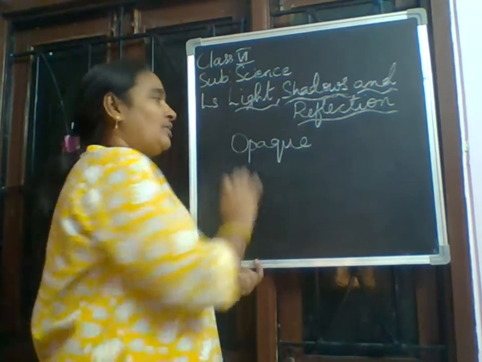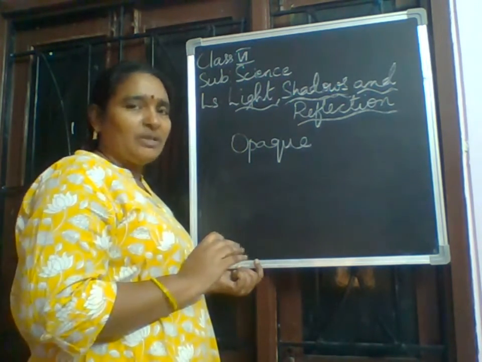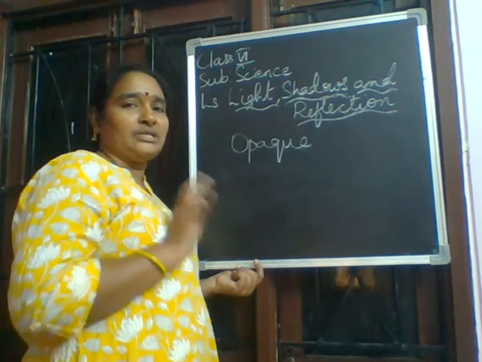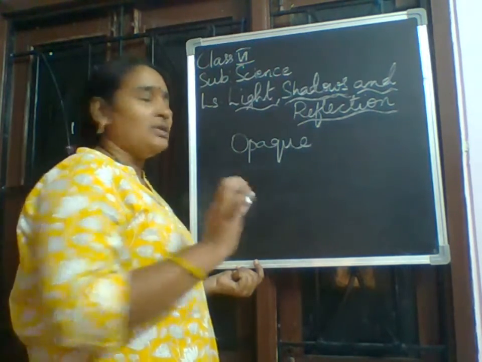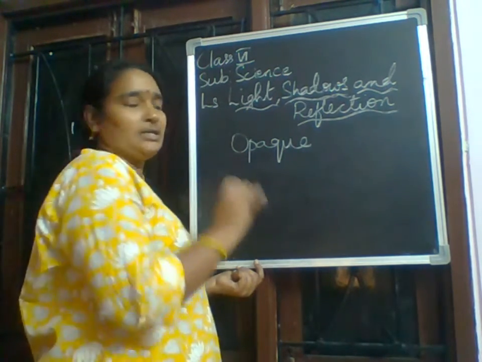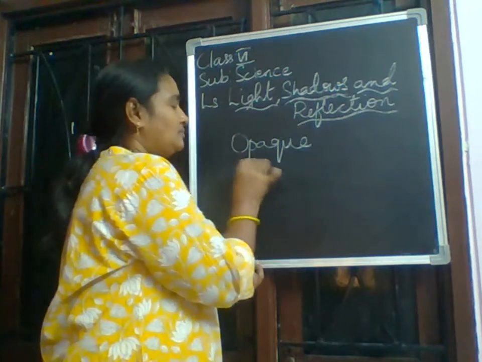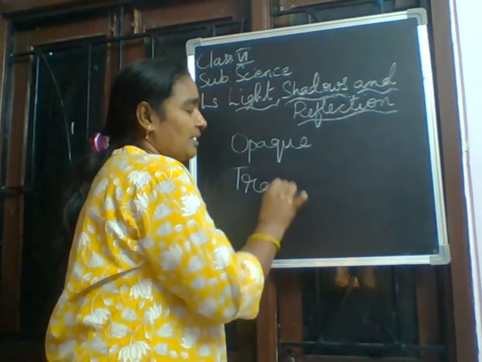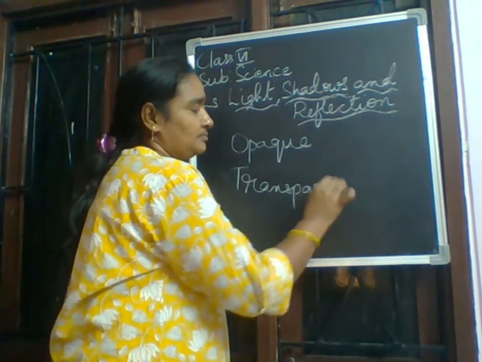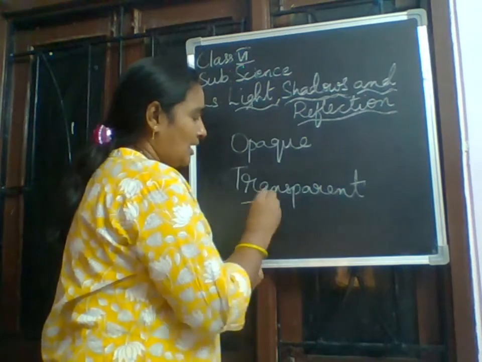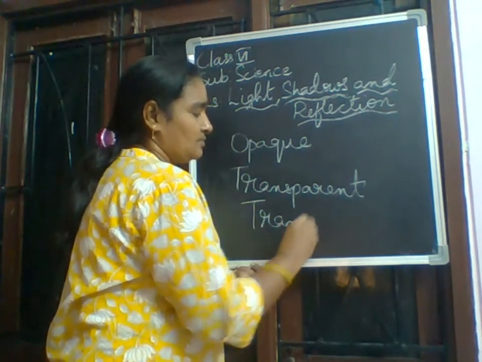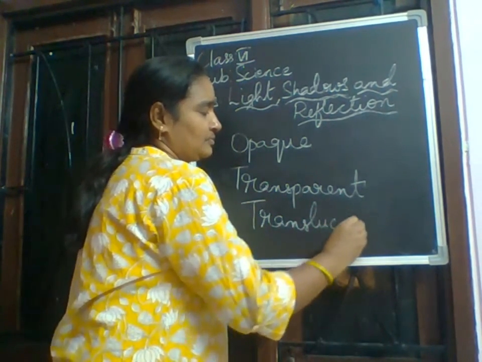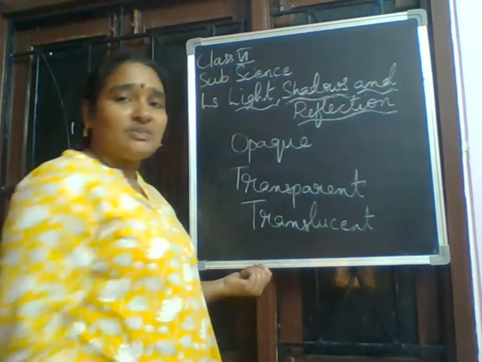Now, when we are dealing with materials, it is better to learn all kinds of materials. In nature, we have three kinds of materials. They are opaque, transparent and translucent. So what is the property of these materials?